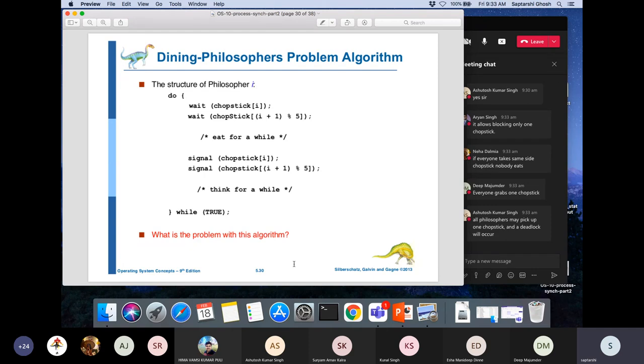Okay, yes, very good. So Neha and Deep, and Ashutosh also. Yes, we have all given the correct answer.